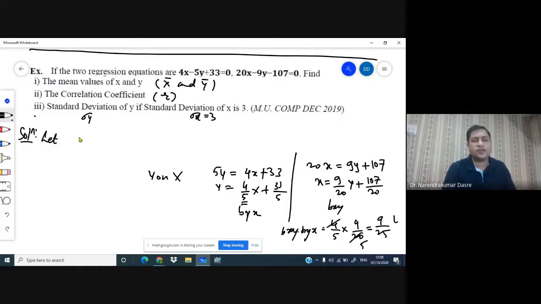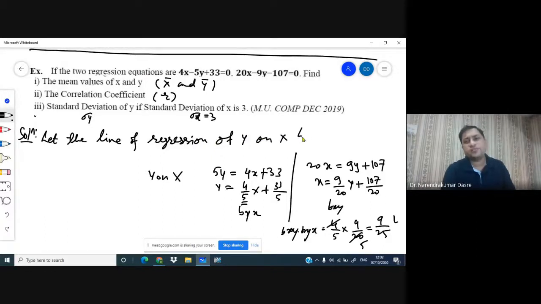So what I'll be having here, let the line of regression of y on x be... Okay, so what is the line? We'll be having 4x minus 5y plus 33 is equal to 0. Once you identify the correct line, the other is the remaining one.